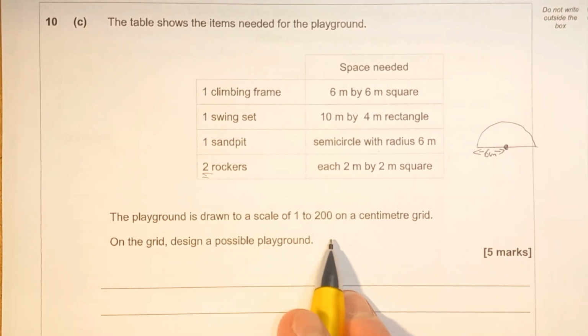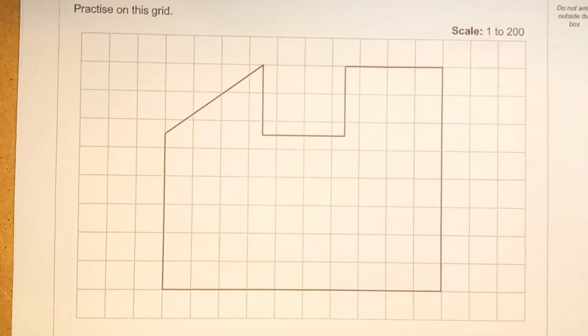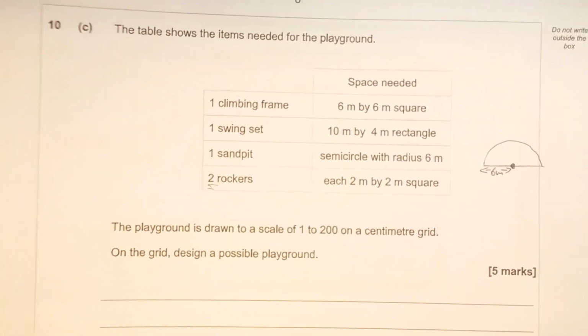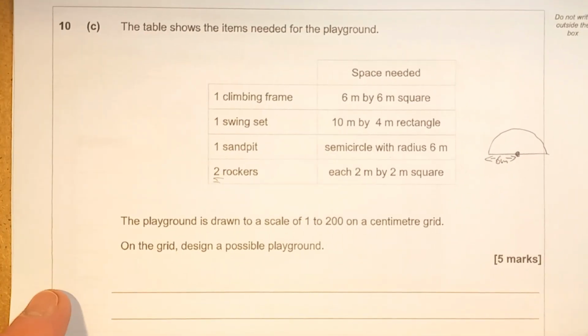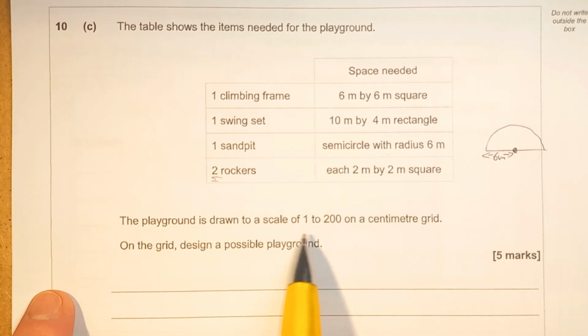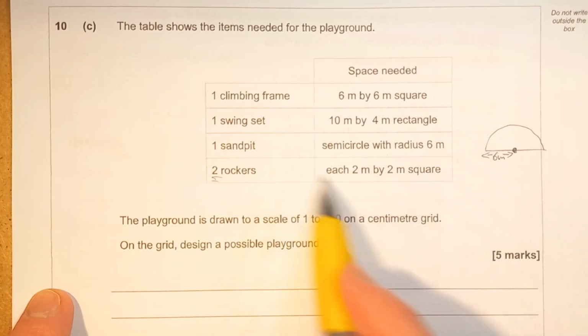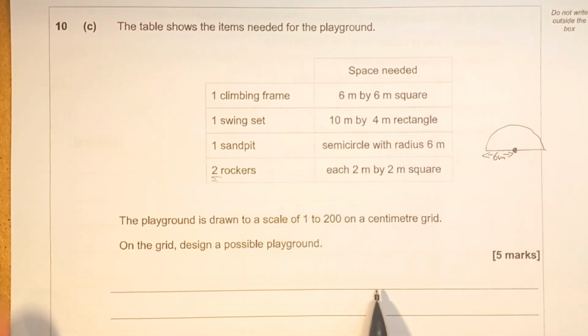The playground is drawn to a scale of 1 to 200 on a centimetre grid. On the grid, design a possible playground. Right, and we've got a grid here for us. Okay, but we're going to do some calculations before we start drawing on there. Because on that grid, we know that we've got a scale, and they're telling us that it's centimetres on the grid. Well, at the moment, this is all in metres. So I want to turn this from metres into centimetres.